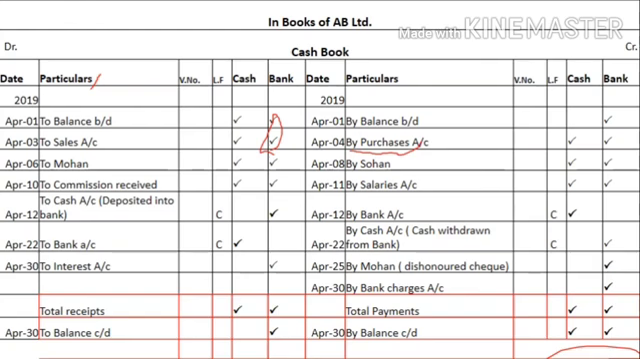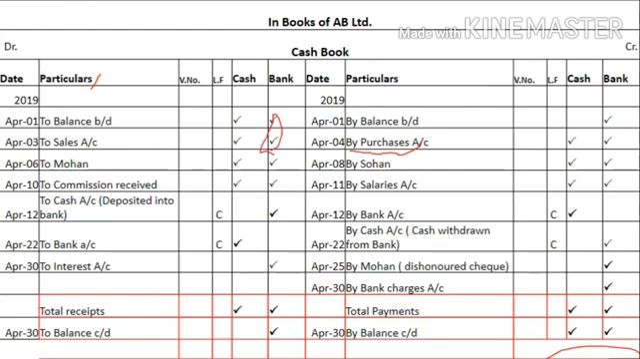Bank may charge some amount from you for providing you the services, that we better know as the bank charges. So the bank will debit in your account. So you will write down by bank charges. Here you will show this amount in the bank column, because your bank balance will decrease by the amount charged by the bank as bank charges.